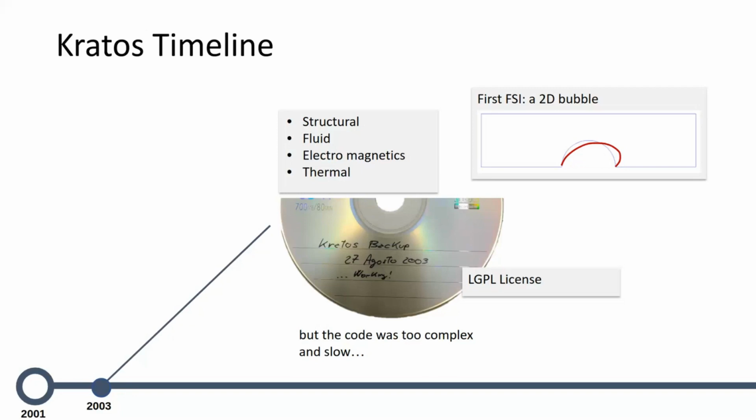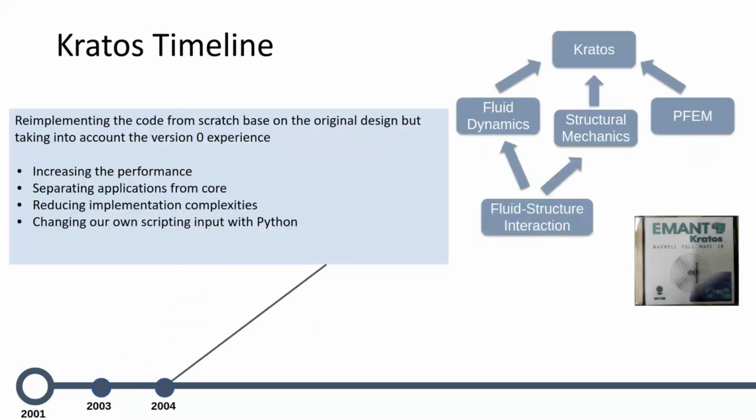So this was version 0. What they did was refactor it and split it. Now you have the Kratos core, and then the applications separately. For example, the fluid structure interaction app depends on the fluid and the structural applications. This increased performance, separated applications from the core, reduced implementation complexity, and created the Python interface. Now the scripting is in Python, which orchestrates, but the code is implemented in C++ for more efficiency.